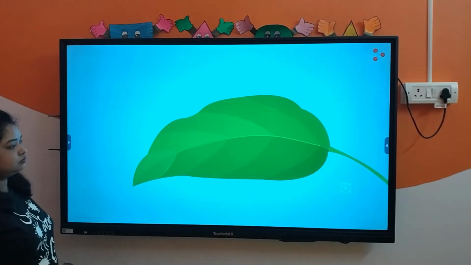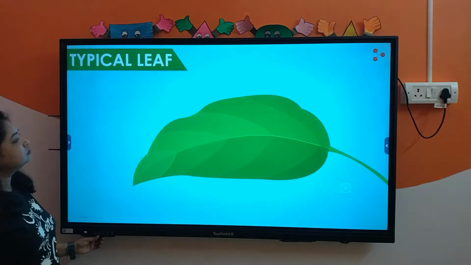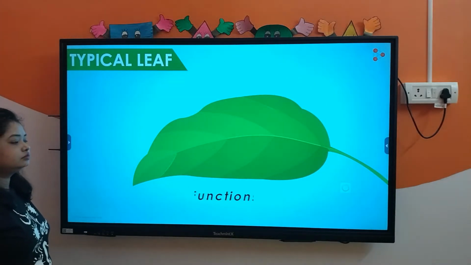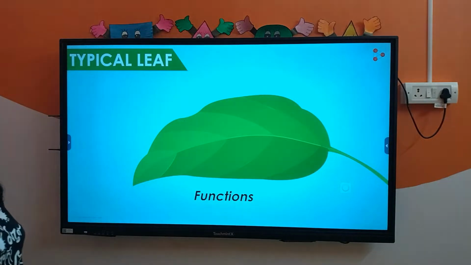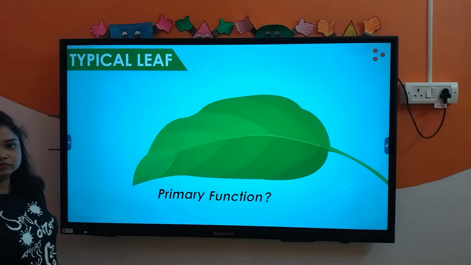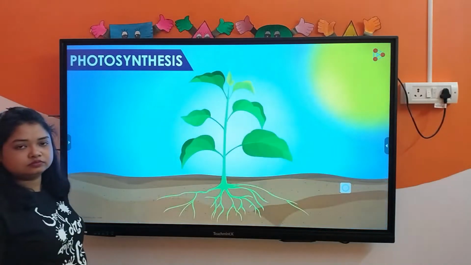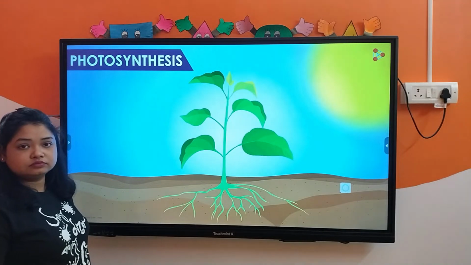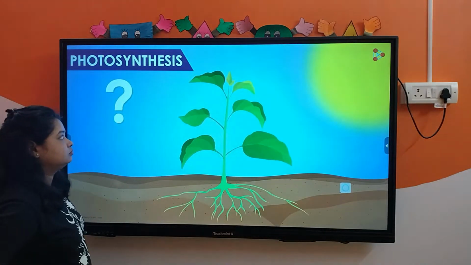Having been introduced to the structure of a typical leaf, let's now move ahead to know more about the functions of leaves in any plant. Can you recall the primary and the most important function? Yes, we are familiar with the well-known process of photosynthesis. But how do the leaves exactly help in this process?